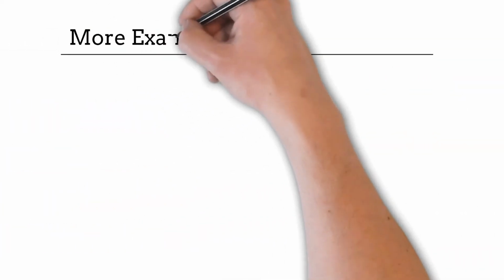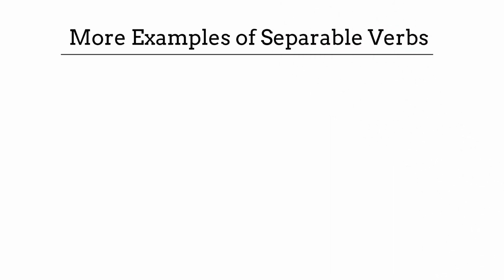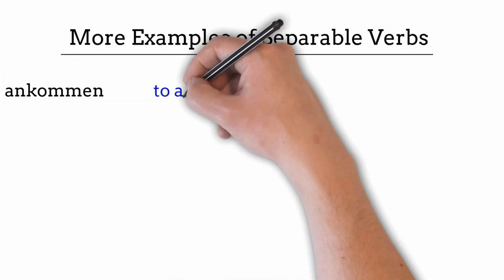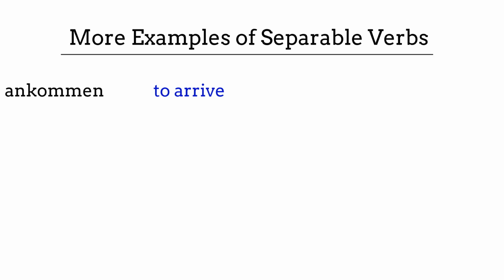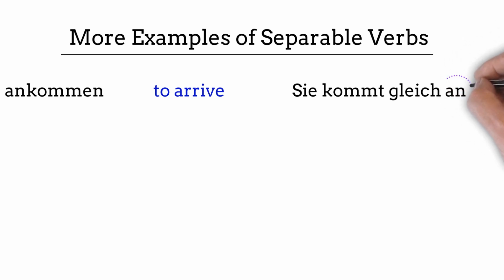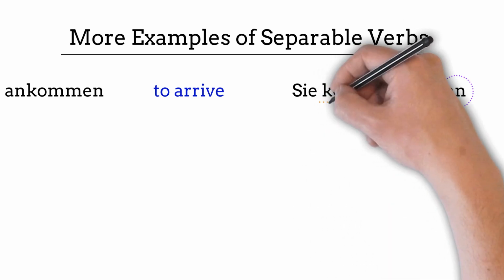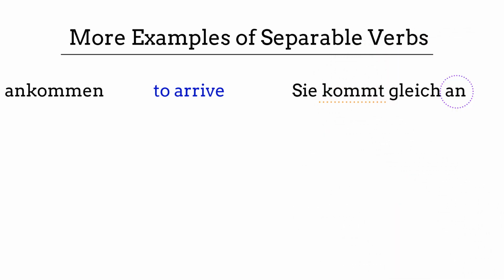Finally, here are some more examples of separable verbs in the present tense. Ankommen means to arrive, and here's an example of its being used. Sie kommt gleich an. She's just about to arrive. She's arriving soon. Notice that the prefix an has gone to the end of the sentence, whereas the stem kommen has been conjugated with a t ending because she is in charge of the verb.